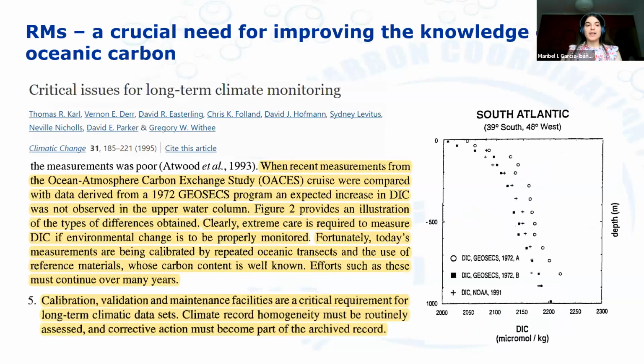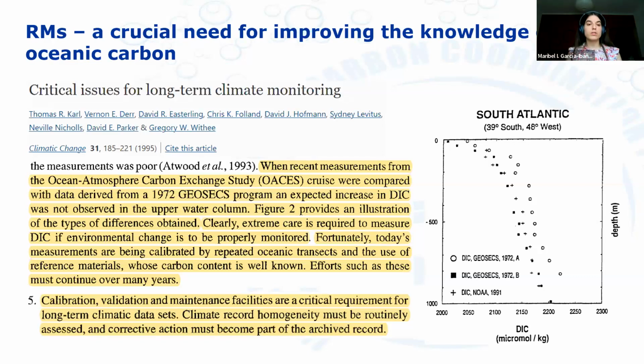And before I leave the floor to Regina, I wanted to highlight again how important these reference materials are for knowing how much carbon is stored in the oceans. So as maybe some of you have already seen this paper, it's from the 90s, and they already highlighted the need of reference materials to calibrate and validate measurements to be able to detect the long-term climatic changes, such as the increase in anthropogenic carbon in the ocean.